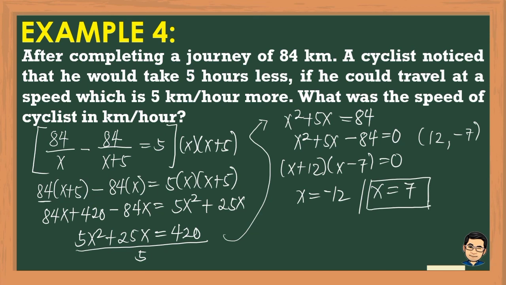Therefore, the speed of the cyclist is 7 km per hour.